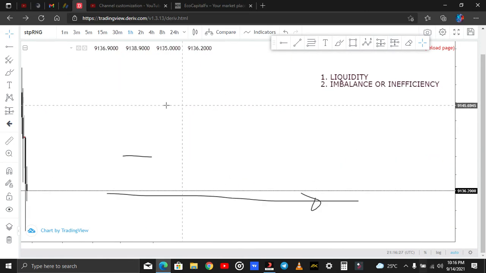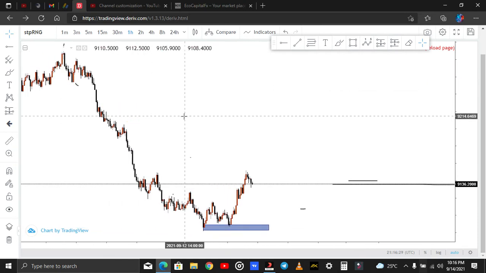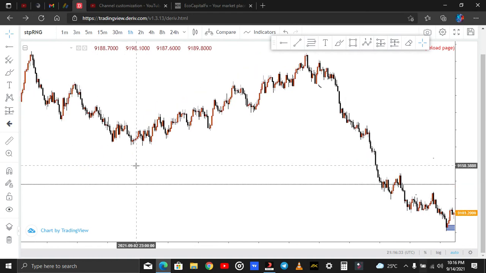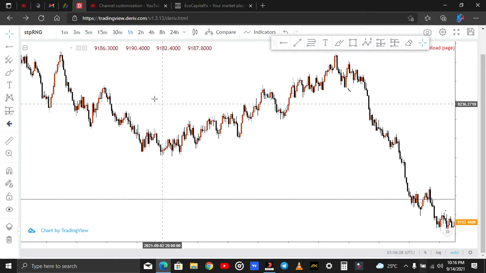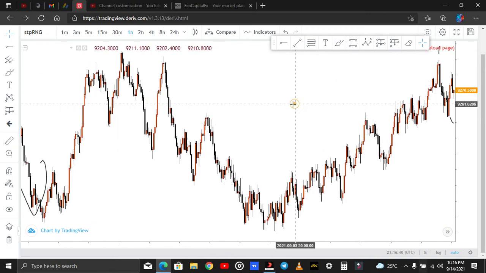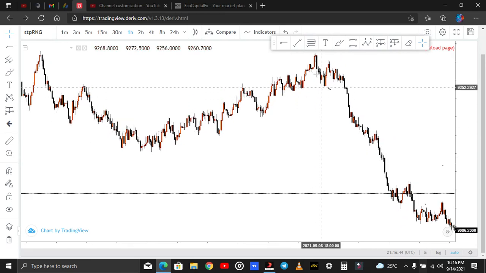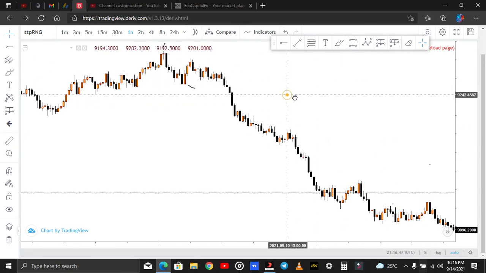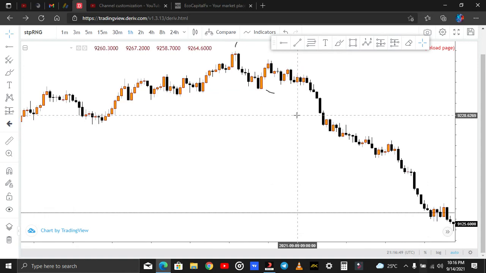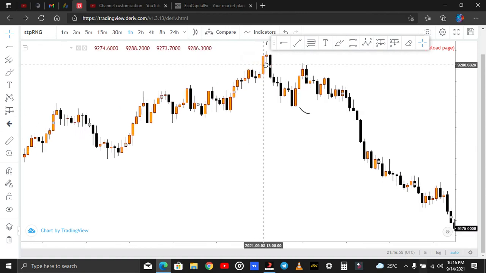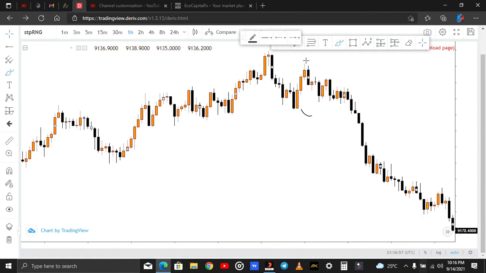Okay, so this inefficiency can happen in all time frames, from 15-minute time frame to 30 minutes, 1 hour, to the daily, to the weekly. Price inefficiency can happen everywhere, okay? So now let me use this example here. Can you see from here to here? Look at what happened here. From here, look at the wick. Look at the wick here.